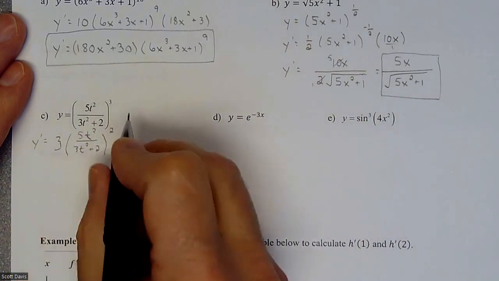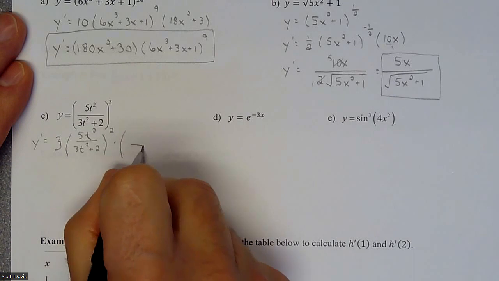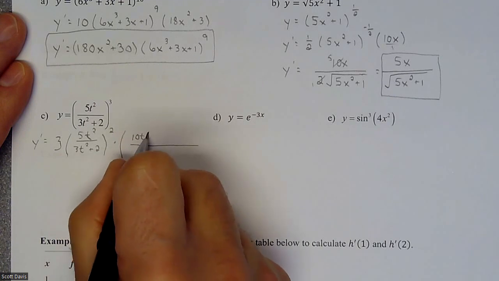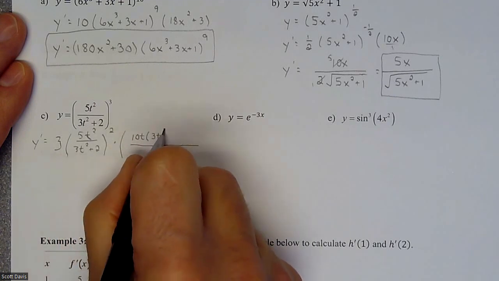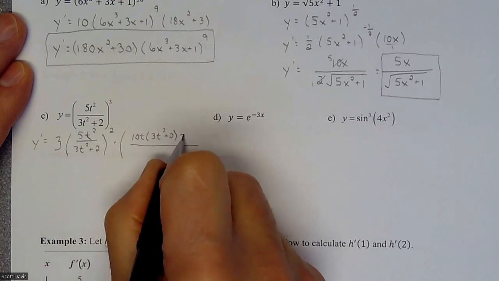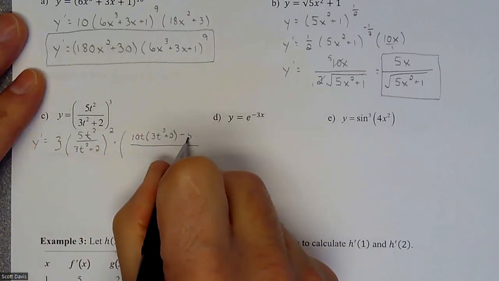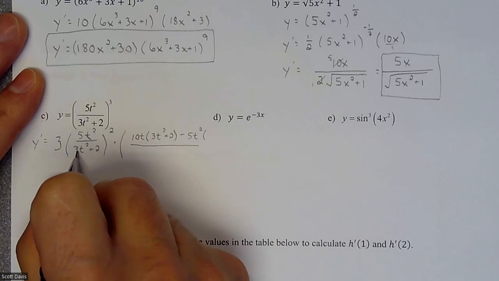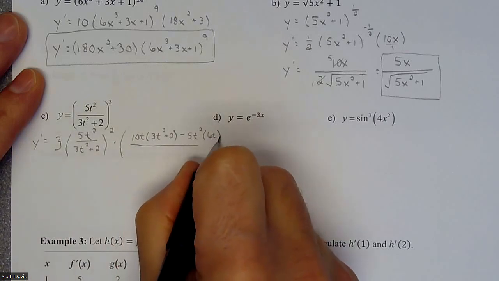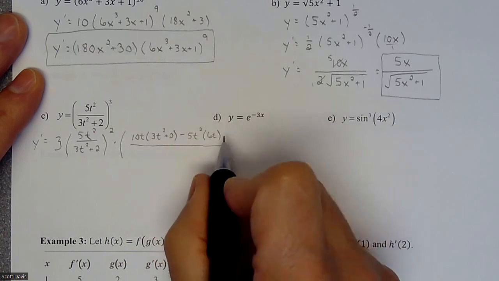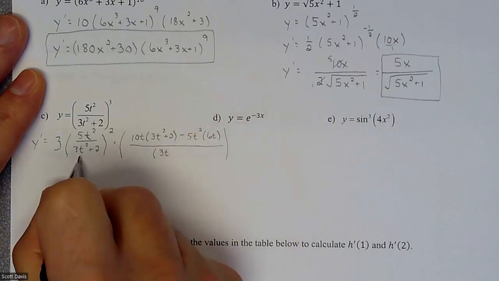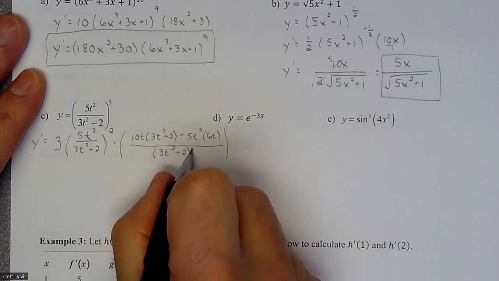So we have the derivative of the top, and we're going to have a fraction out of this. The derivative of the top is going to be 10t times the bottom, 3t squared plus 2, minus the top, 5t squared, times the derivative of the bottom, which is 6t, all over the bottom squared. So the bottom squared is 3t squared plus 2, squared.